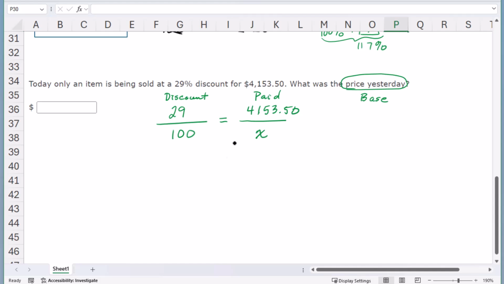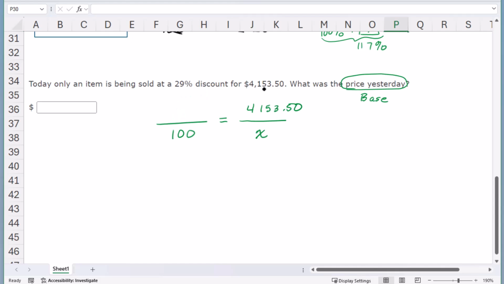So we have to either, if you have a 29% discount, do you know how many dollars were discounted? Like, do you know that you paid $100 less than before, $150 less? So you don't know that either. So this won't work. I need to use the $4,153.50. So I'm going to have to change the percentage.